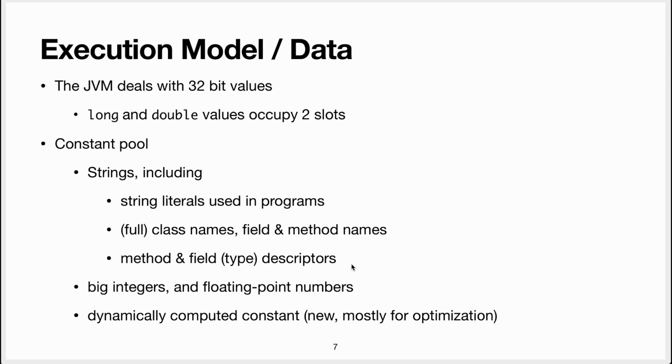Big integers and big floating point numbers also live in the constant pool. Those that don't live there are small integers. So for instance, in the example from last time, we showed that we returned the integer 42. 42 is a small integer, and so we can actually encode that in the instruction directly. I will explain that. And finally, you can also have dynamically computed constants. This is a new feature of the JVM, it's not very important. It enables some interesting optimizations, basically.